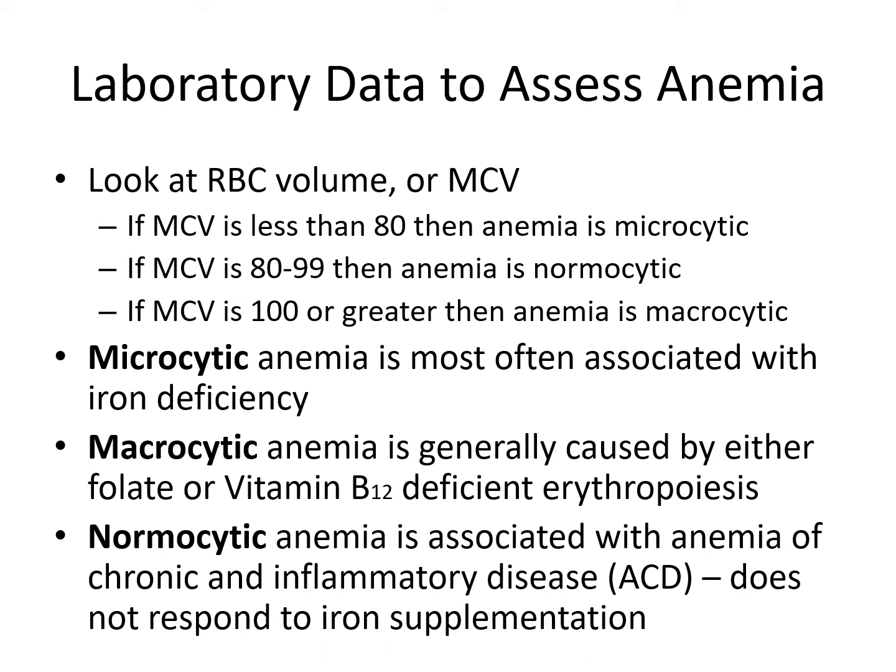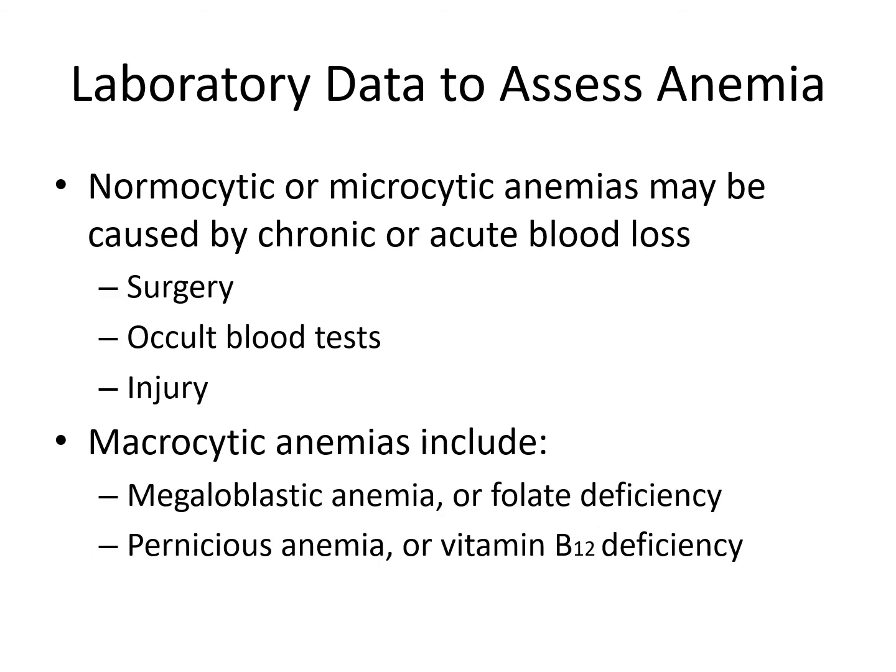So microcytic anemia is most often associated with iron deficiency. Macrocytic anemia is generally caused by either folate or B12 deficient erythropoiesis. And normocytic anemia is associated with anemia of chronic and inflammatory diseases and does not respond to iron supplementation. Normocytic or microcytic anemias may be caused by chronic or acute blood loss, including surgery, occult blood tests, and injury.